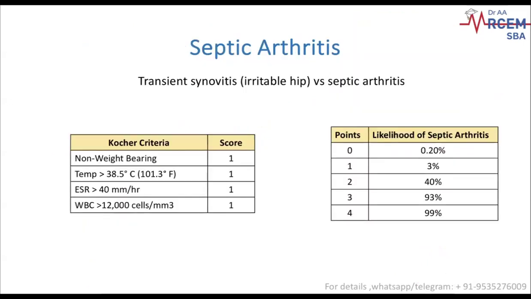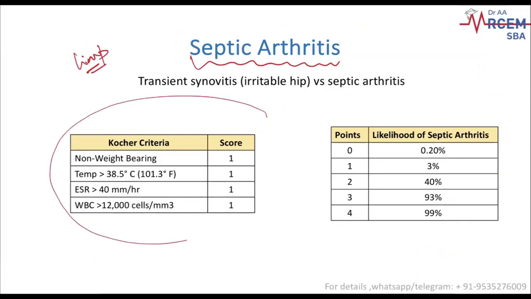The first thing we are looking into is septic arthritis. Septic arthritis is one of the important differential diagnoses. It should be one of the topmost differential diagnoses when a kid comes with a limp. So how to go about it? In that, you need to look into Kocher's criteria. In Kocher's criteria, you'll be looking for: is the kid not weight bearing on the affected limb? Is the kid having a temperature more than 38.5 degrees Celsius? Is the ESR more than 40? Is the WBC count more than 12,000?